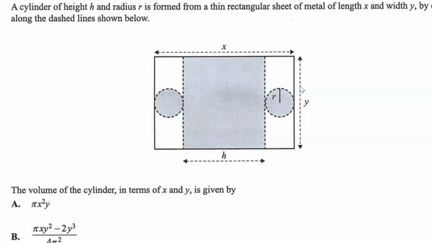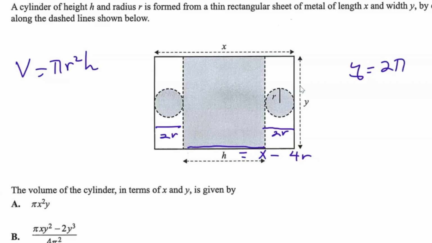All right, so the volume of the cylinder is pi r squared h. Now we need to find out what h is. The radius is r, so the diameter must be 2r. So my h value must be x minus 4r. Also, y equals the circumference, which is 2 pi r, so r must be y over 2 pi.